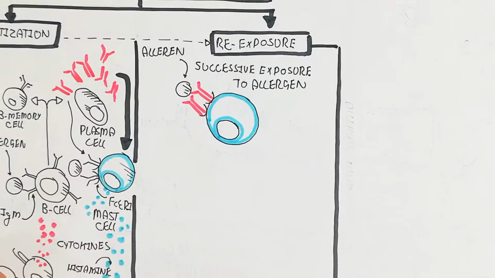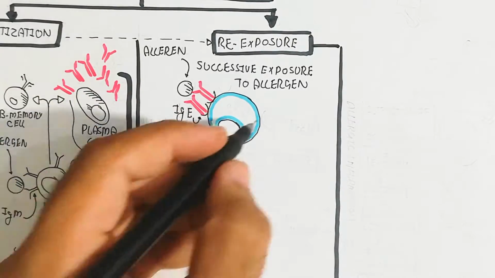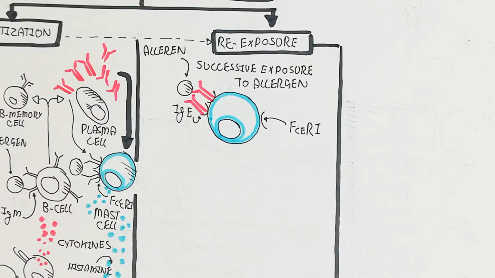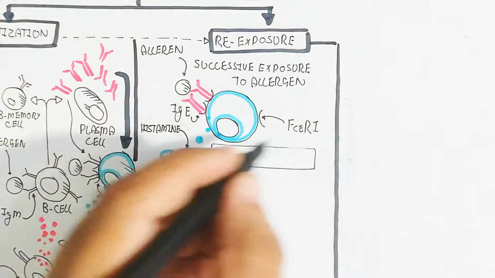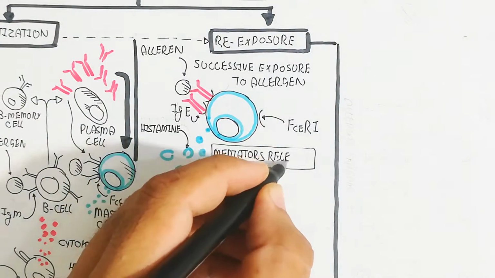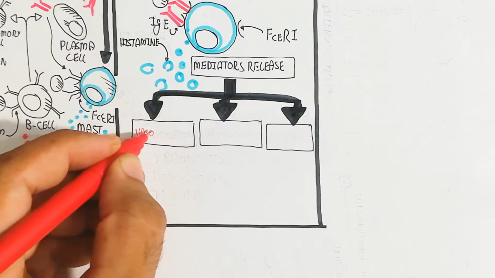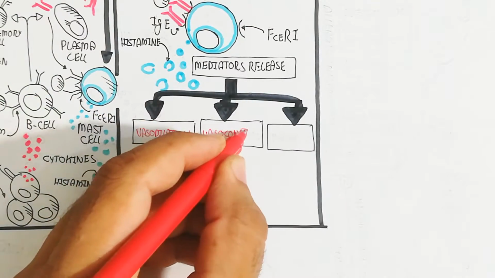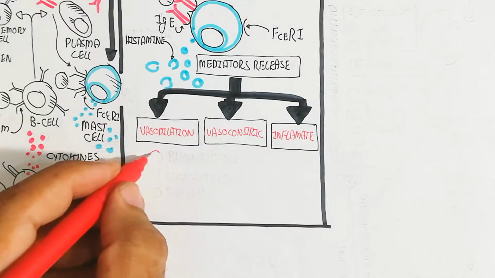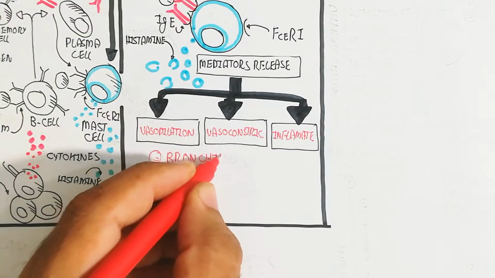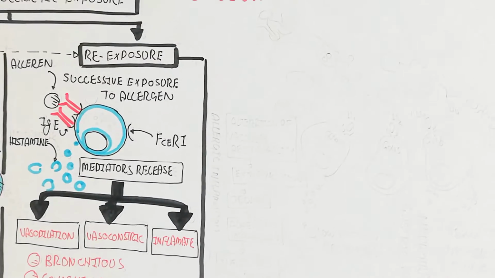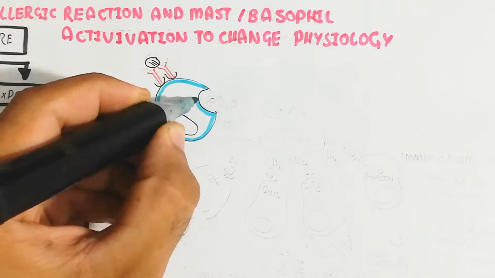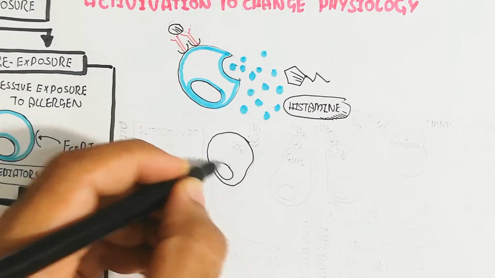So this is the allergen which will bind again after the re-exposure. With successive exposure, the allergen will bind the IgE on the FC epsilon receptor, and in this way histamine will be released due to the degranulation of the mast cell. The released mediators target vasodilation, vasoconstriction or inflammation, so three mechanisms, and bronchoconstriction leads to bronchitis, coughing and fever, which are possible signs and symptoms of the allergic reaction.